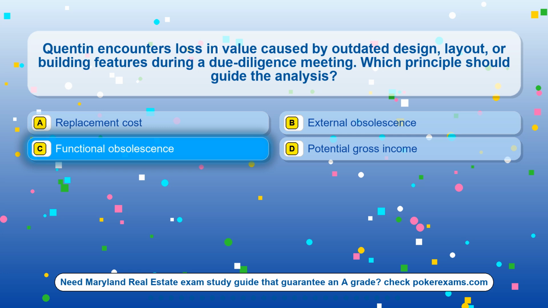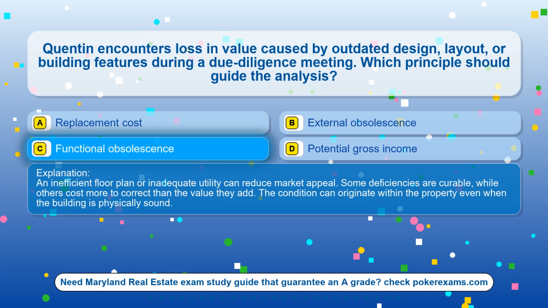The correct answer is option C, functional obsolescence. An inefficient floor plan or inadequate utility can reduce market appeal. Some deficiencies are curable, while others cost more to correct than the value they add. The condition can originate within the property even when the building is physically sound.